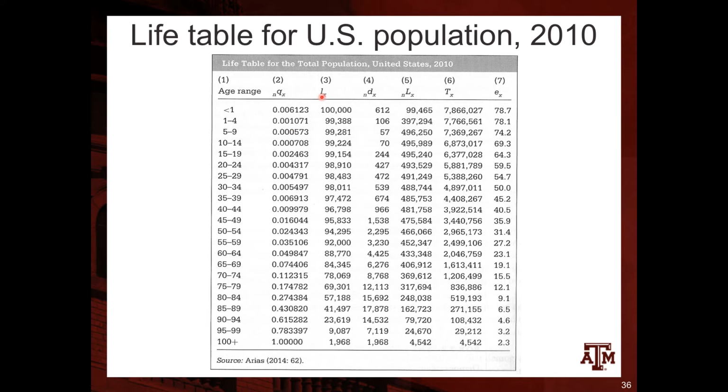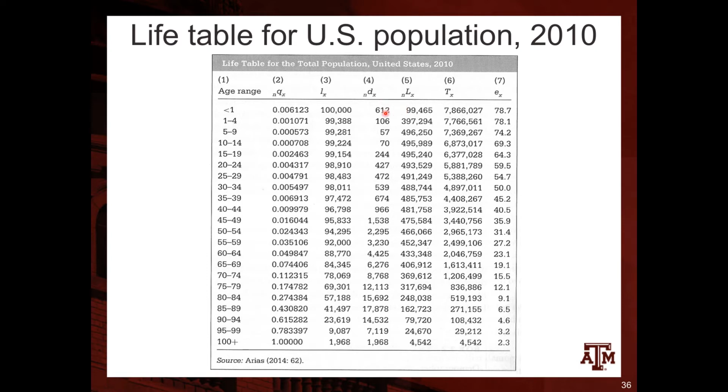The little lx has only the subscript x, without n, because it is the number of people surviving to the beginning of the next age group. So here is the number of people who survived to the beginning of this age group that starts with 5. And another one here: 95,833 people survived to the exact age of 45.